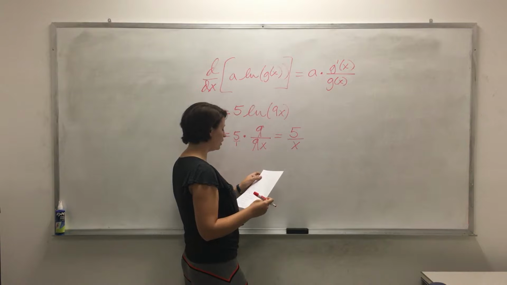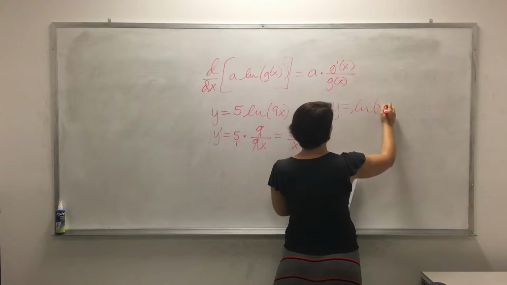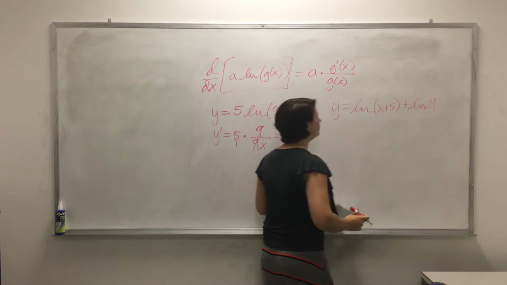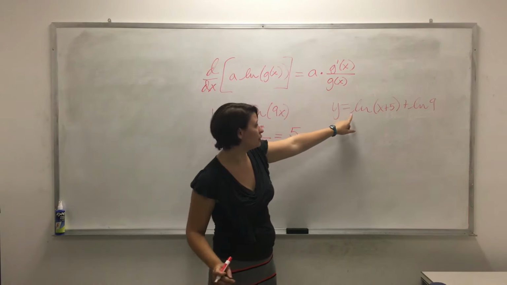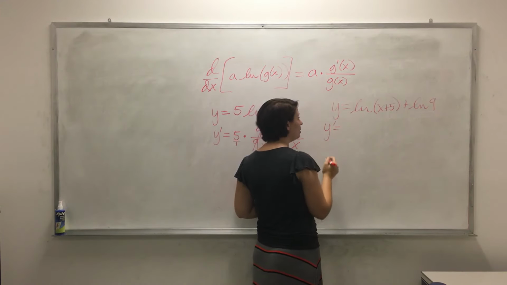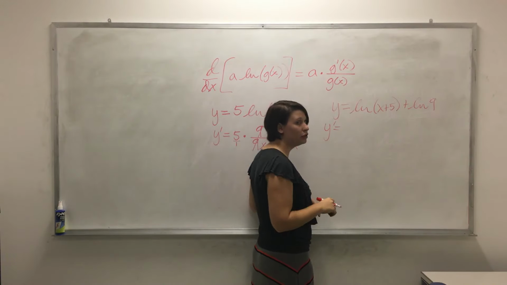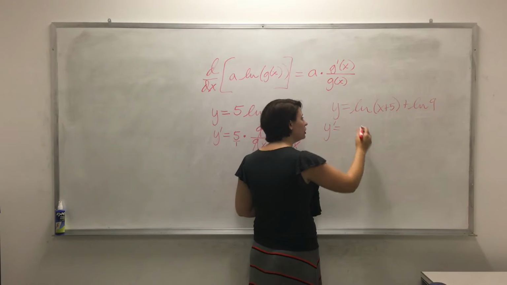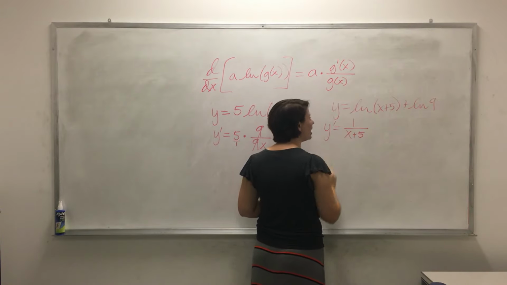So then, what if we had y equals the natural log of x plus 5 plus the natural log of 9, taking the derivative again. So this first ln, do it term by term, has a coefficient of 1. We don't need to write it. So the derivative of the inside, x plus 5. Derivative of x is 1. Derivative of plus 5 is 0. So our derivative is 1 over the entire inside of x plus 5.